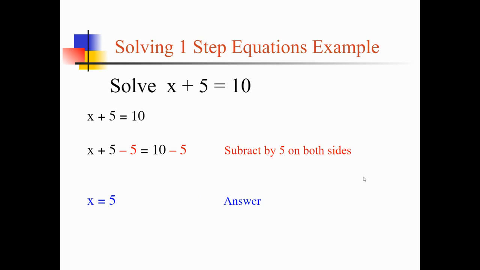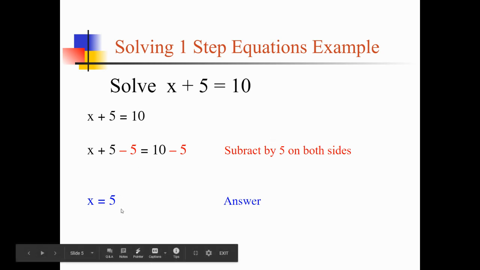So we're going to look at some example equations. This is an example of a one-step equation, which is what you're going to be working on today for your assignment. This is the equation x plus 5 equals 10. You're going to rewrite it down here: x plus 5 equals 10. We need to find out what x equals. As you can already see, the answer is 5.